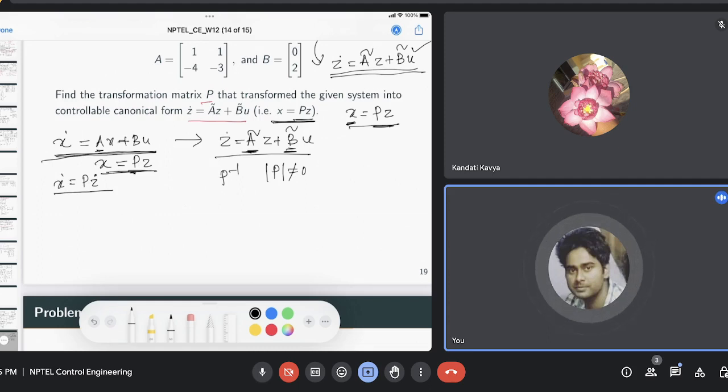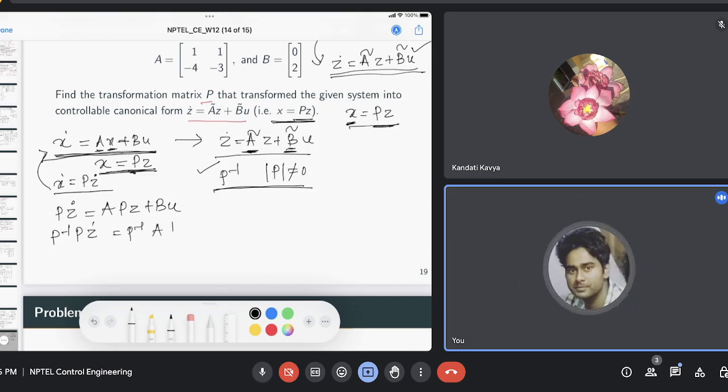So we use this transformation x equal to Pz, then x dot equal to P z dot, because P is a coefficient matrix, it does not depend on time. Then we substitute this in the first equation, so it will be P z dot equal to A, in the place of x we can write Pz, plus Bu. Now we assume that the P matrix is invertible, so P inverse exists. I will explain why we need P inverse also. So we multiply P inverse on both sides, so it will be P inverse A P z plus P inverse B u.